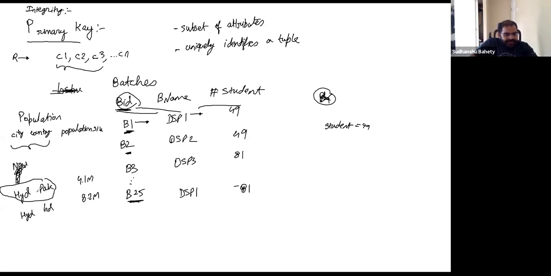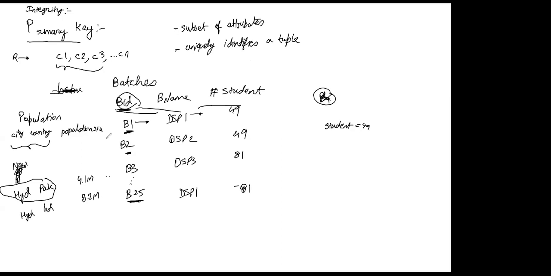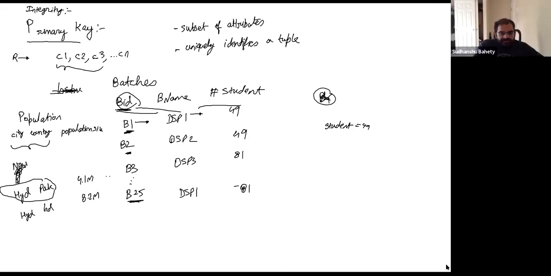If you give me Hyderabad for Pakistan, I can say it has this population. There could be other things too, like population density and other factors. It depends on the tuple. So that's why the subset of attributes is essential, right? Is this clear to everyone? Yes, sir. Okay, cool. So primary key is good. Now the other part of integrity is foreign key.